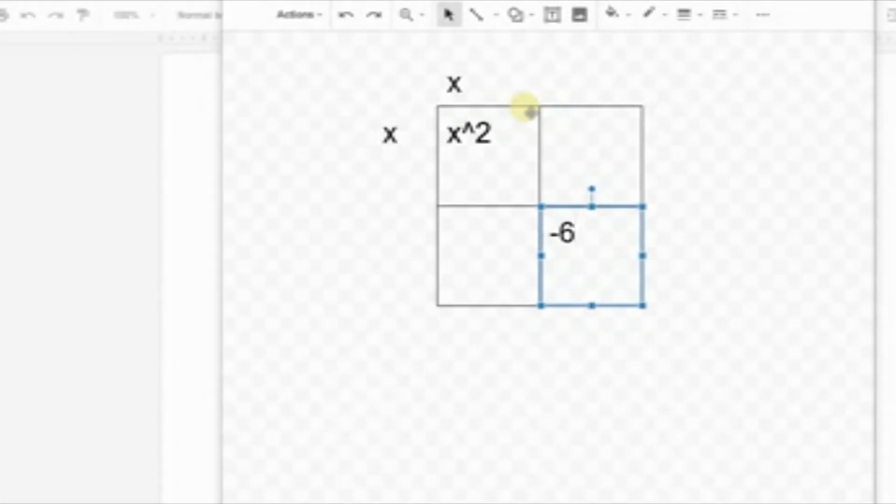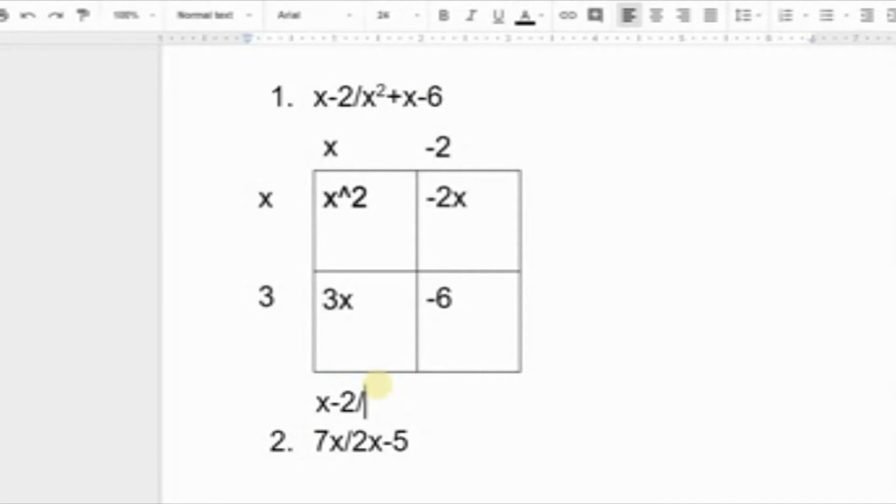I have plugged in the information we already know. Now we need to figure out what you can multiply two numbers together to get -6 and what you can add to get x. You can multiply -2 and 3 together to get -6 and add -2x and 3x to get 1x. Now that we know the factored form, we can plug it in. As you can see, we have a common factor at x minus 2. We have one here and here.